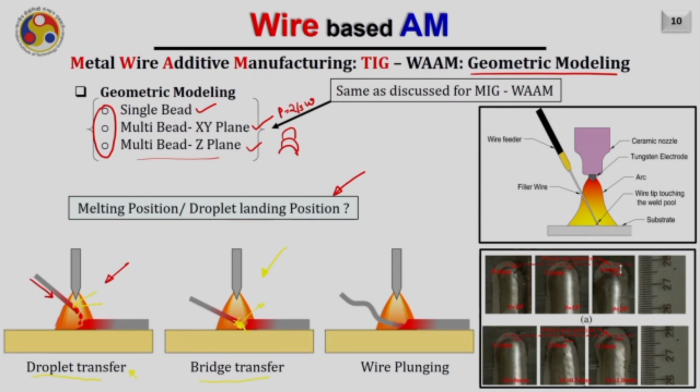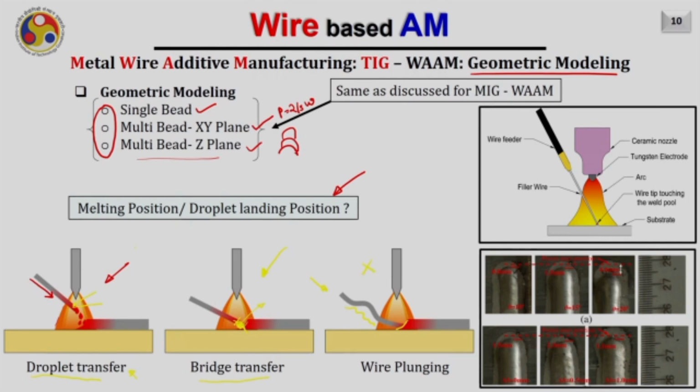But now if I further increase the speed of the wire, in that case the wire may not get melted and it may directly hit the molten pool. And as the wire is not getting melted and is hitting the molten pool or the substrate, there may be a bend in the wire and this may not be desirable for us.